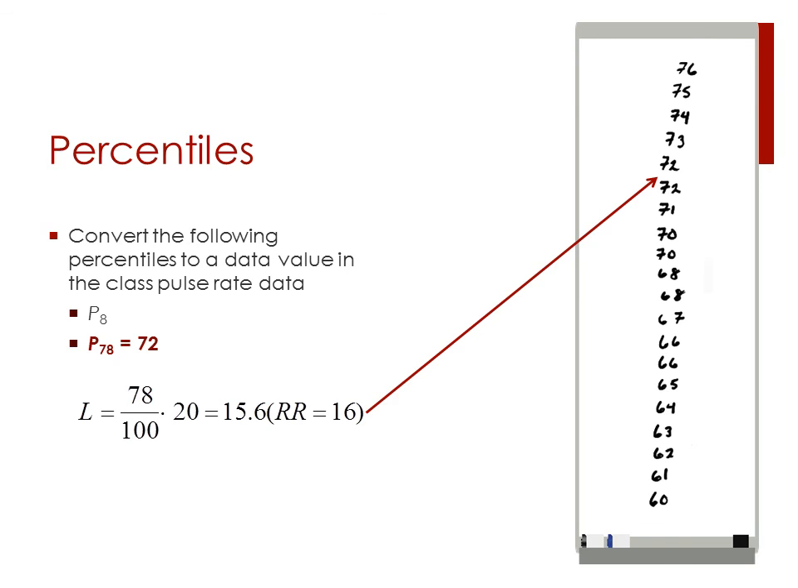All right, so this concludes our work with looking at percentiles. Next up, we're going to be looking at box plots and the 5-number summary.